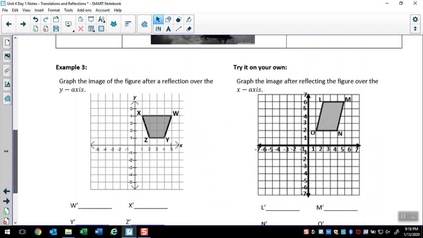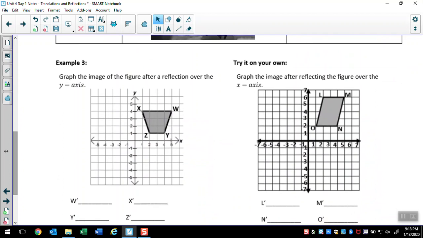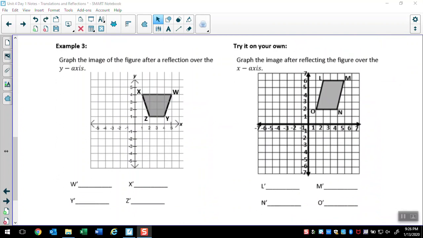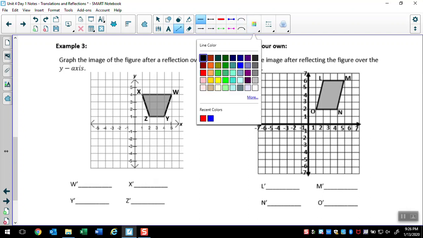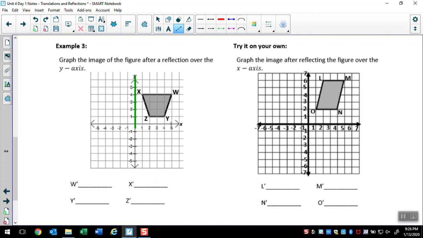So let's take a look at some examples here. All right, we're going to graph the image of the figure after a reflection over the y-axis. So we're going to reflect this over the y-axis. Okay, so in order to graph an image that is being reflected over the y-axis, first we want to highlight where our y-axis is actually located. So remember, our y-axis is the vertical axis. That's this guy right here. This is my y-axis.